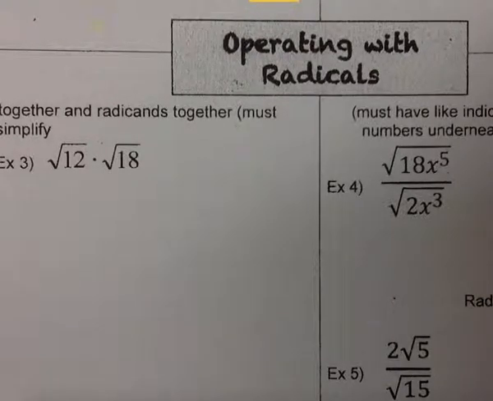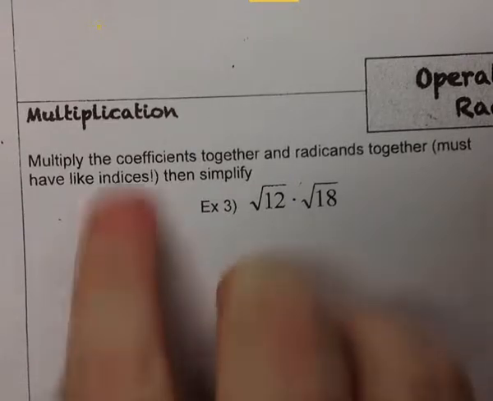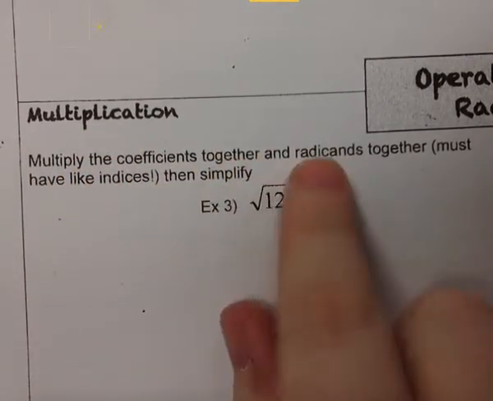This video is on operating with radicals. I'm going to be looking at multiplication and division. For multiplication, when we multiply radicals, we want to multiply the coefficients together and the radicands together.